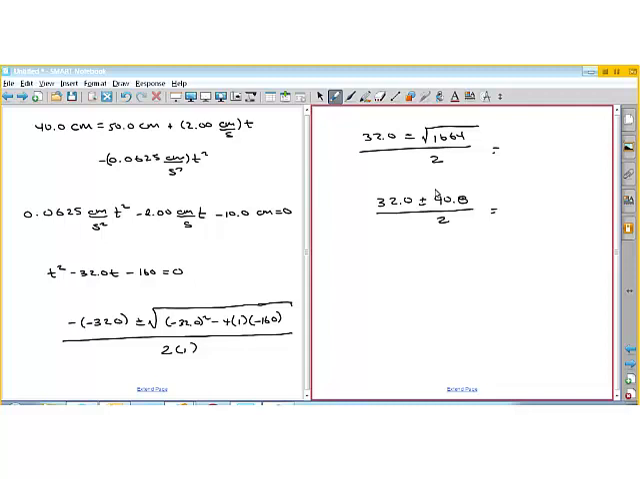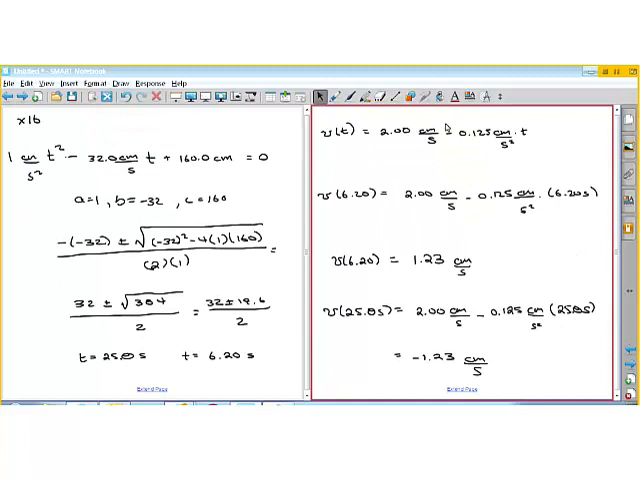Okay, so what do we get? 32 plus 40.8, divided by 2, is 36.4 seconds. So that is our solution, using the positive. Now again, we find the velocity.